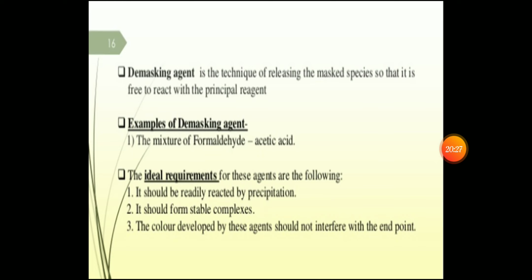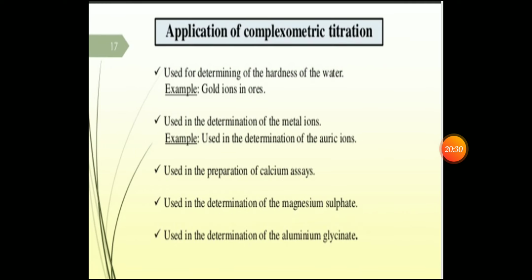indicators and any titration. Next we will see the complexometric titration application. What are the applications of the complexometric titration? Used for the determination of hardness of the water. Hardness of water हमें determine करना है by using the complexometric titration. Okay, example gold ions in ores. Then used in determination of metal ions, used in determination of uric acid ions, used in preparation of calcium assay, used in the determination of magnesium sulfate, used in determination of aluminum glycinate. Okay, glycinate.